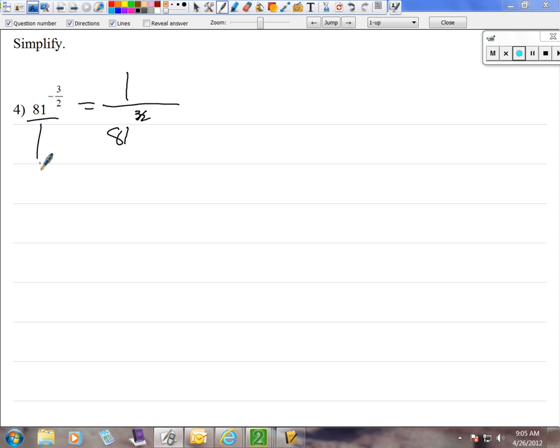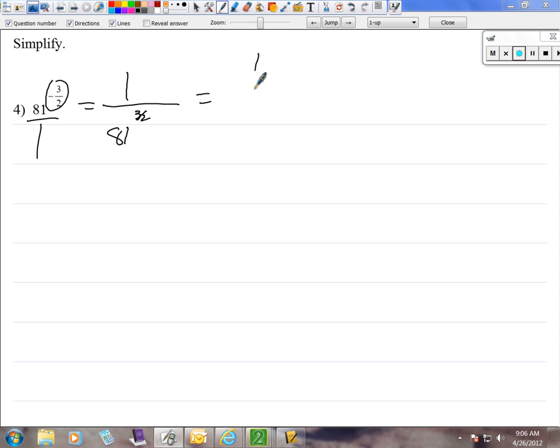Beg your pardon? Doesn't matter. The exponent is negative, you move it. No? It's a negative out in front. How many did this first? Okay, I didn't know if everybody would know to do that, but you have to do that first.